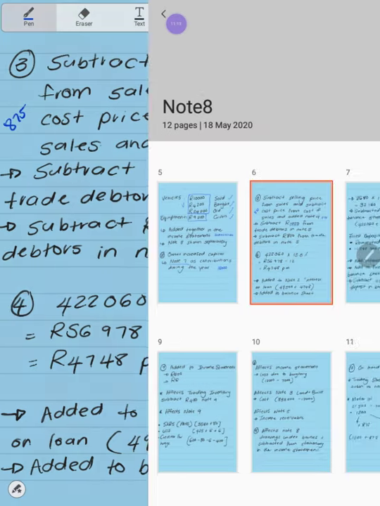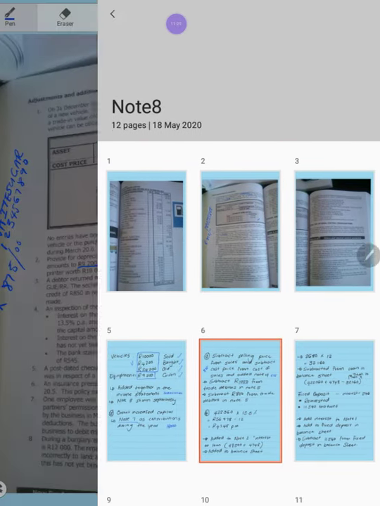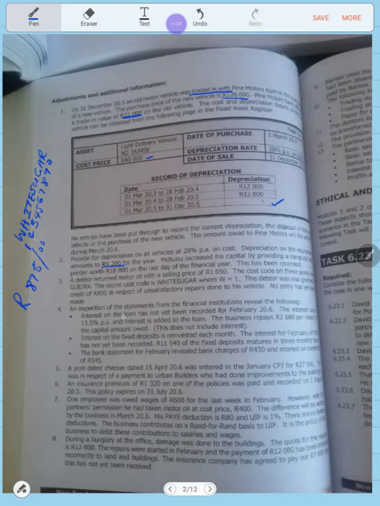Okay, number 4. An inspection of the statements from the financial institutions revealed the following. Interest on your loan has not yet been recorded for February, so 1 month is missing. The interest rate is 13.5% per annum, and the interest is added to the loan. So you're not only going to add it to note 2, which is your interest expense, you're also taking it to your balance sheet under non-current liabilities. You're adding that interest to your loan. The business repays 2,680 per month of capital amount owed.